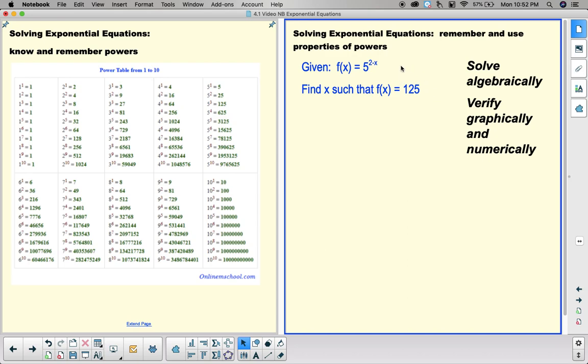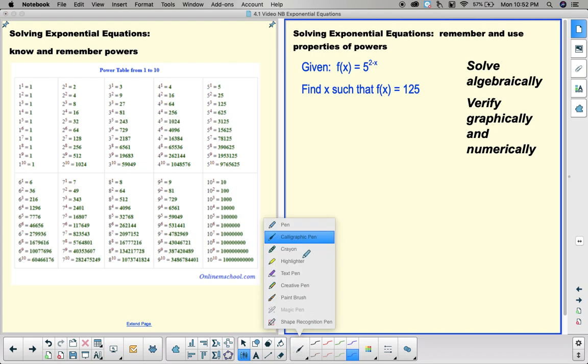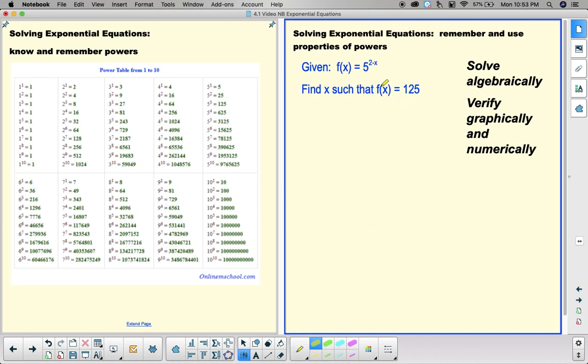So here's another type of problem that you might see on a test or in a book. Here we're given f of x is equal to 5 to the power of 2 minus x. Find x such that f of x is equal to 125. What is that asking? Well, I'm just going to parse it down. It's saying f of x is equal to 125. Here is f of x, so I'm going to replace that f of x with 125. So 125 is equal to 5 to the power of 2 minus x.